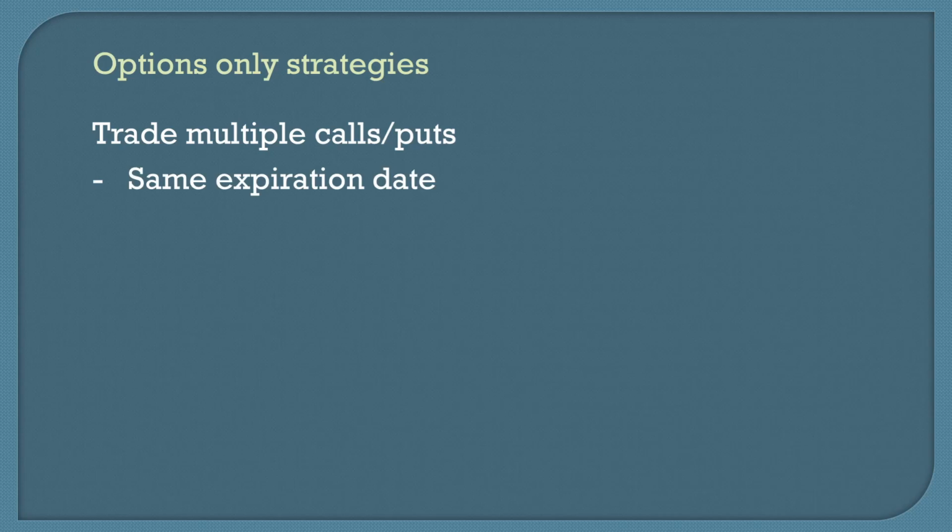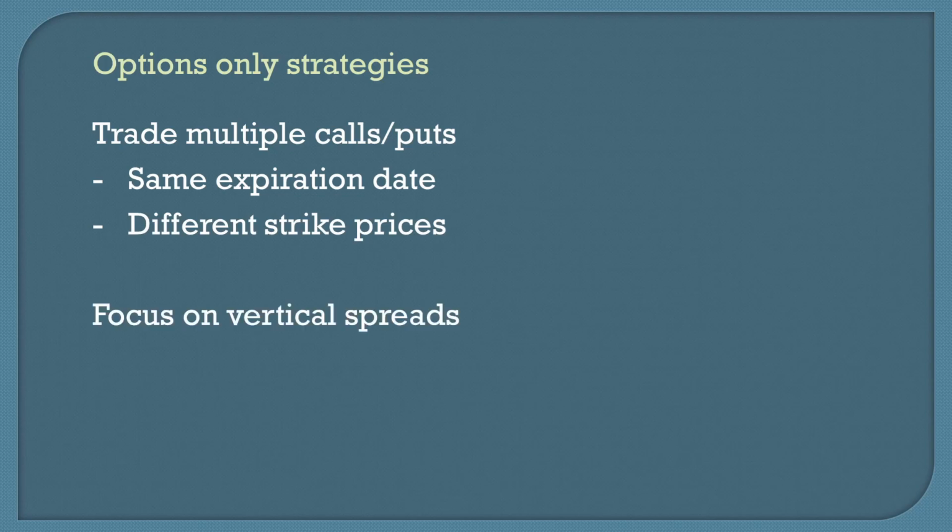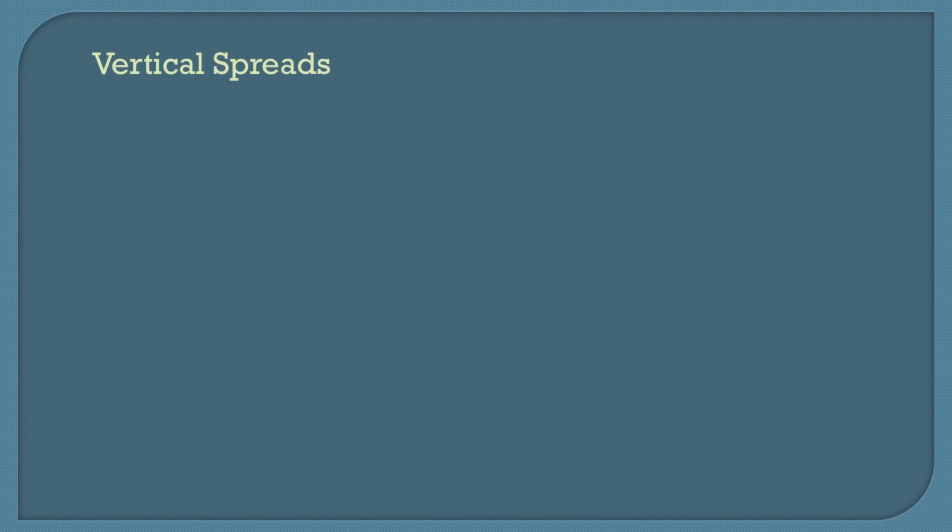Now for this section, we will be looking at options only strategies. These are strategies that only use options, no stocks. These strategies normally require you to trade multiple calls or puts on the same stock at the same expiration date but at different strike prices. There are many different strategies, but we will focus on one of the most commonly used strategies, which is vertical spreads. Once you understand them, it will not be difficult to learn the others.